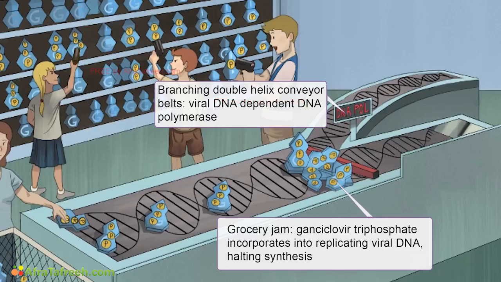Remember that first virus-encoded kinase step. CMV can gain resistance to Ganciclovir from mutations in its protein kinase, resulting in decreased levels of its active form of Ganciclovir. We'll see this a little later.